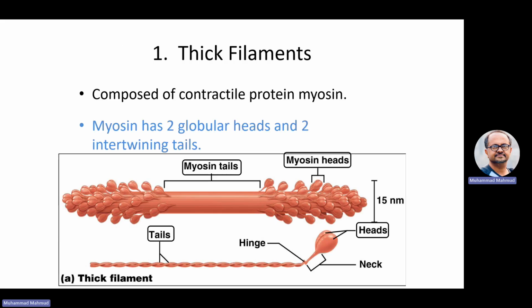The thick one is composed of protein myosin, which has two globular heads and two intertwining tails. You see in the lower part of the slide, two heads and one tail. In between, we have the neck, and there is a point called hinge. This is the part that will be needed when we discuss how the muscle is contracting. That is vital.